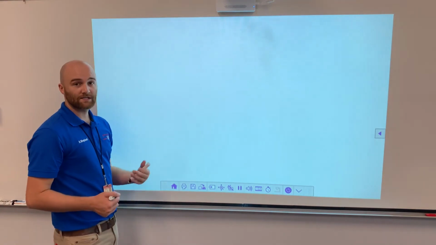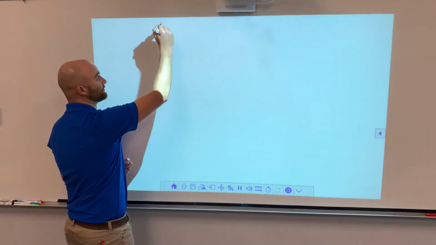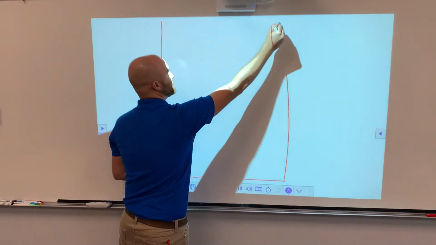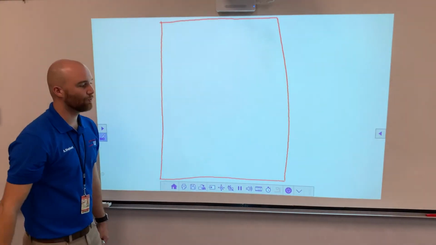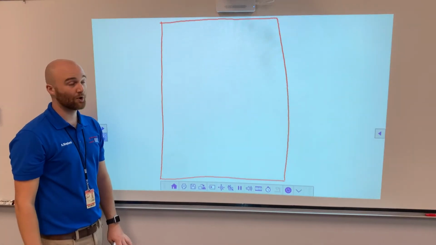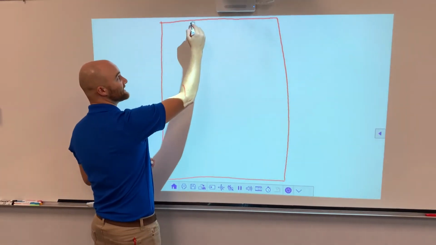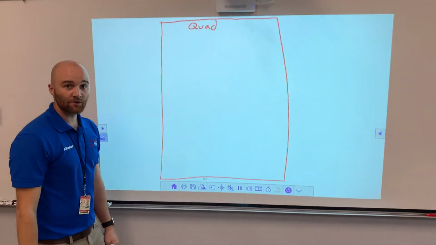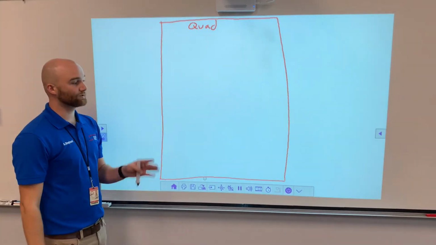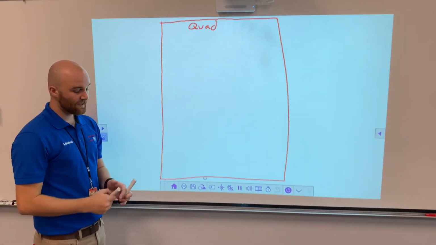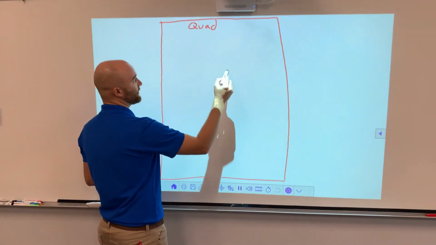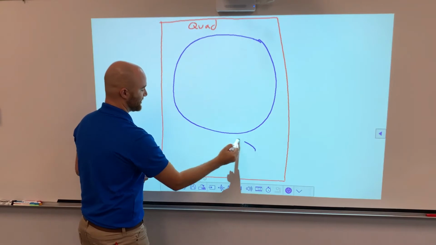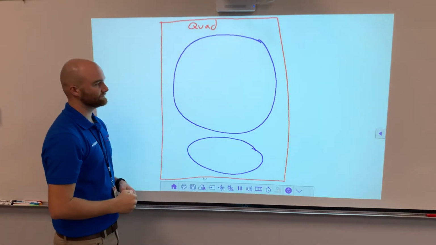If you are drawing this into your math journal, here's what I would have you do. Draw on your page 1 big giant rectangle, taking up the whole page. Everything inside this rectangle is a quadrilateral. Every single quadrilateral that ever exists in the whole world is going to fit inside here. Then we're going to split it up into a big circle up here and a smaller circle down here.